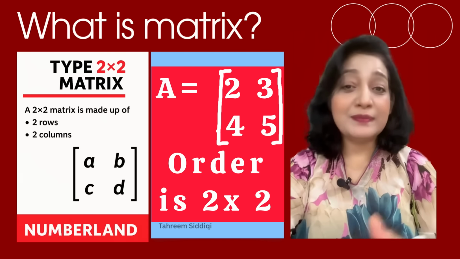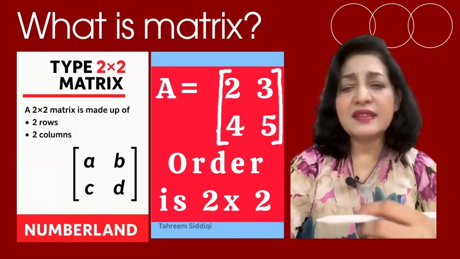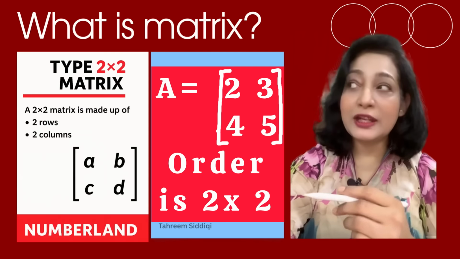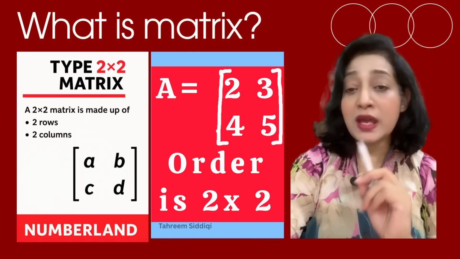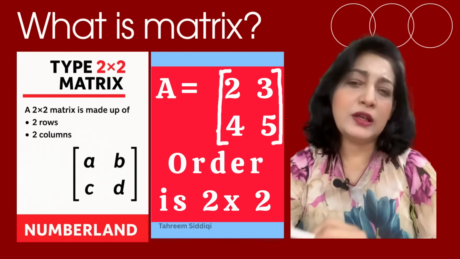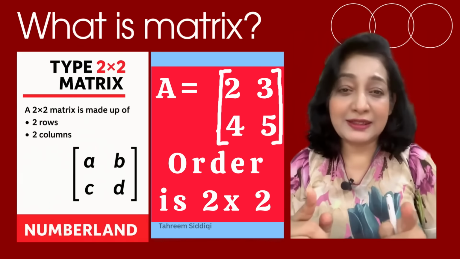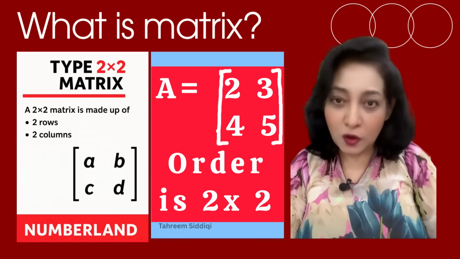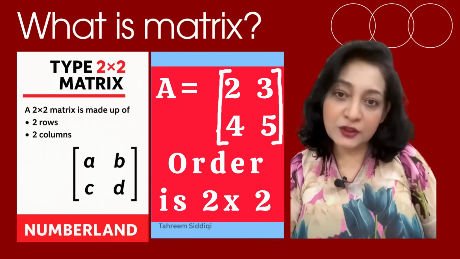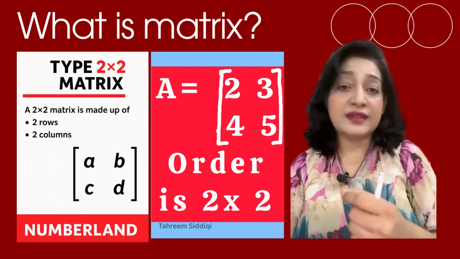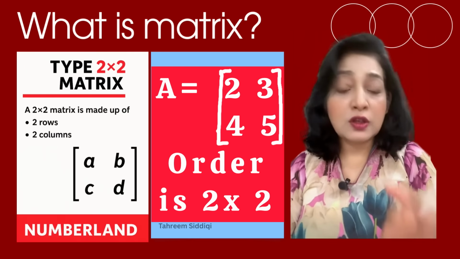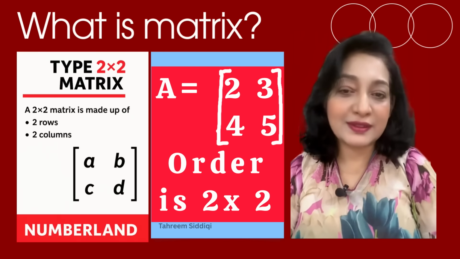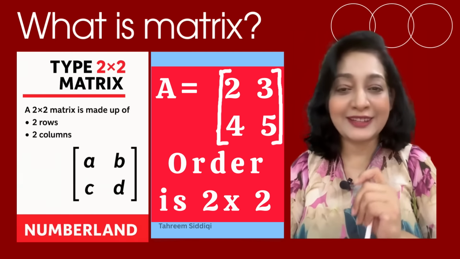Okay, now what is a matrix? A matrix is simply a rectangular arrangement of numbers in rows and columns. Look at the screen. Here I am showing you an example where A is equal to, under a big bracket, 2, 3, 4, 5. Here 2, 3 is the first row and 4, 5 is the second row. Order or size is equal to 2 into 2. Order is equal to number of rows into number of columns. That is the order of a matrix.